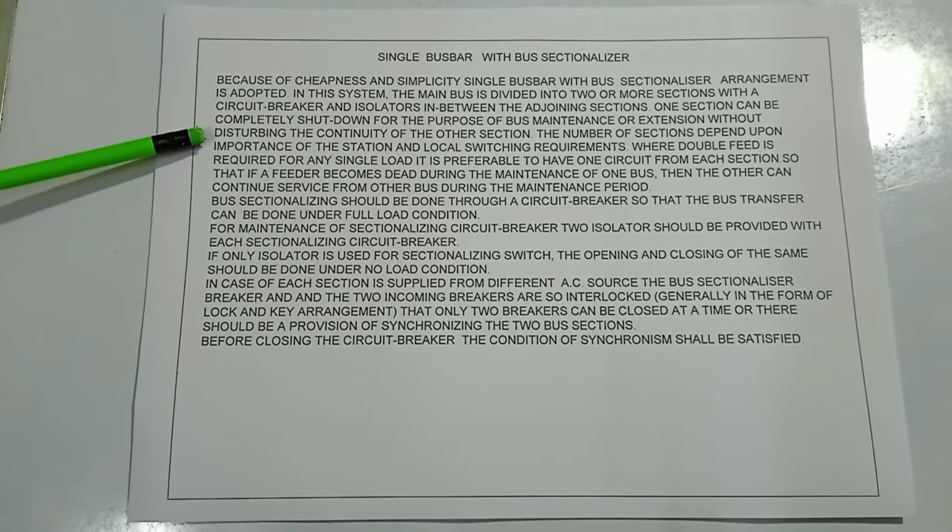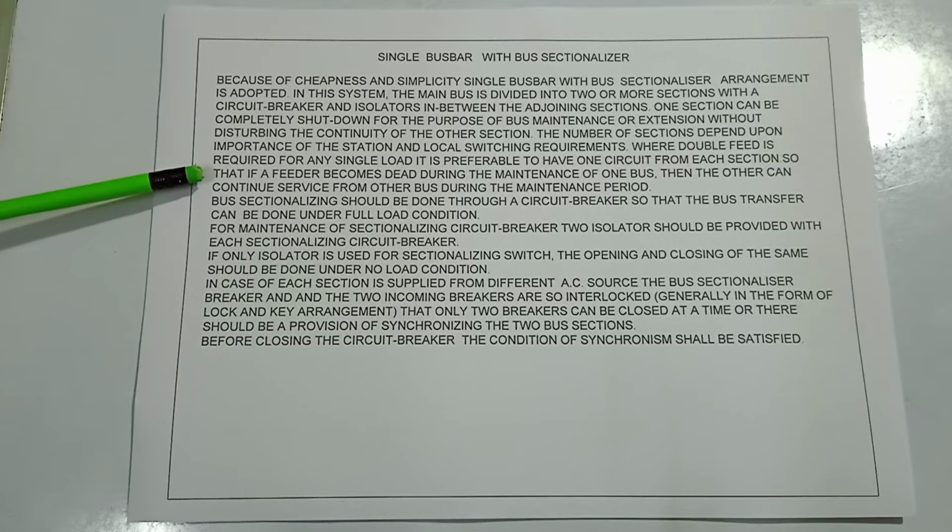without disturbing the continuity of the other section. The number of sections depends upon the importance of the station and local switching requirements. Where double feed is required for any single load, it is preferable to have one circuit from each section, so that if a feeder becomes dead during the maintenance of one bus, the other can continue service from the other bus during the maintenance period.